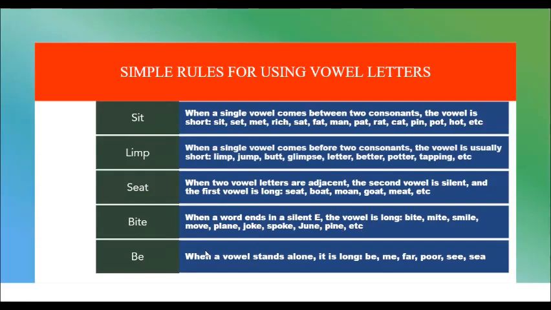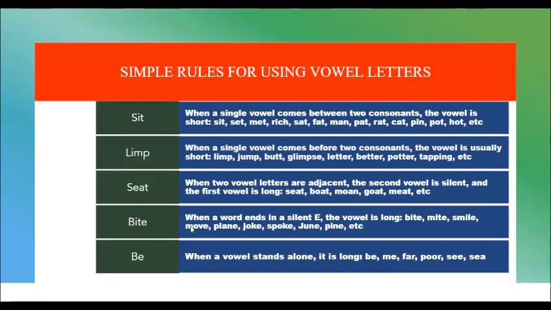Then the fifth rule is that when a vowel stands alone, it is long. For example, the word B, we have the consonant B followed by E, E stands alone. And so when a vowel stands alone, it is long. Examples are B, me, fa, poor, see, and so on and so forth, okay?